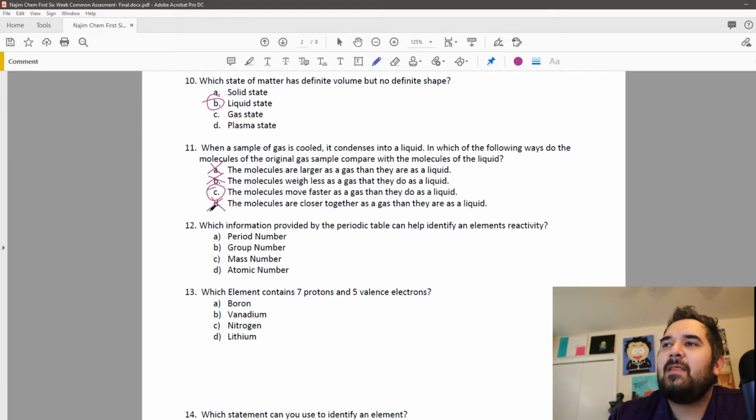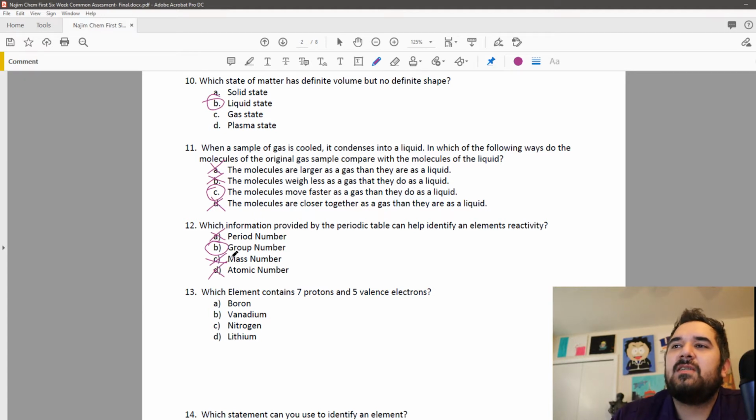Which information provided by the periodic table can help identify an element's reactivity? That one's a very important question. You're very likely going to see this one again. So what on the periodic table tells you how reactive something is? Basically, it's placement on the periodic table, which row and which column it's in. But the answer to this particular question is going to be the column that it's in. And what do we call columns on the periodic table? That's not a period. That's going to be a group. The group number is what tells you how reactive something is. It's not the mass number, and it's not the atomic number. And I know atomic number is kind of in the ballpark, but it's not the correct answer. Correct answer is going to be group number.